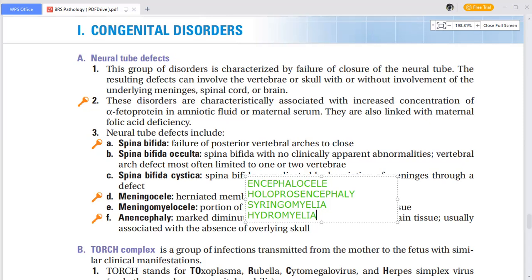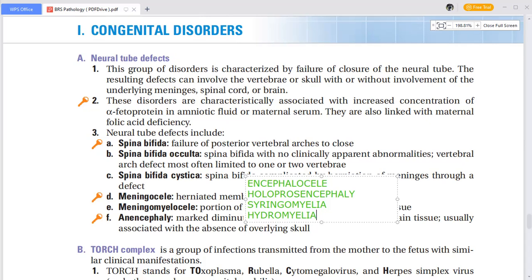Syringomyelia is what I'm trying to explain now. So what is syringomyelia? Syringomyelia is simple and straightforward. It is just the formation of a cleft-like cavity in the spinal cord. So this can be acquired or it can be congenital.